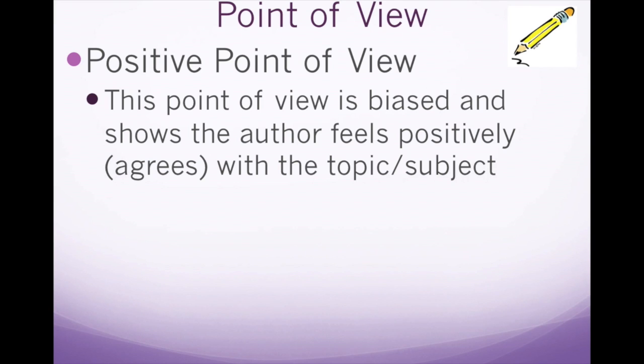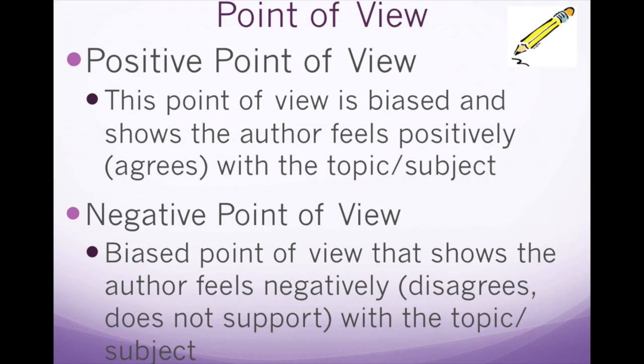Now, when we're talking about that kind of biased idea, you could say it's a positive point of view, meaning that they're biased and feel positively or agree with the topic of whatever the article is that we're looking at. Or you could say it's a negative point of view. So again, it's a biased point of view that shows that the author feels negatively or disagrees or doesn't support the topic that we're reading about.